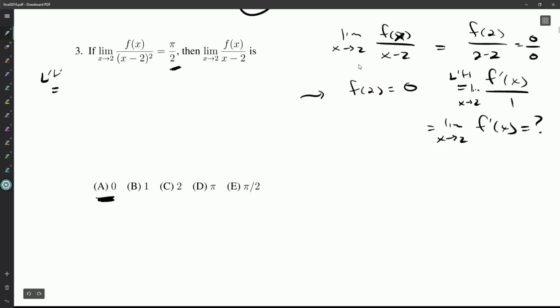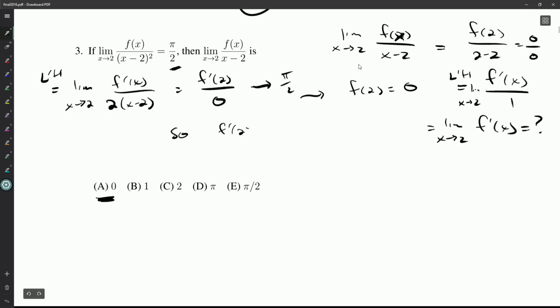So we realize f at 2 has to be 0. So if we did L'Hopital's rule, we'd get f prime of x, and then a 2 would come down, we'd have x minus 2 here. And when I plug in there, I'd get f prime at 2 over 0. Again, you're going to eventually get a limit of pi by 2. So f prime at 2, or rather the limit of f prime at 2, should be 0. So, yeah, gut reaction of A works out.